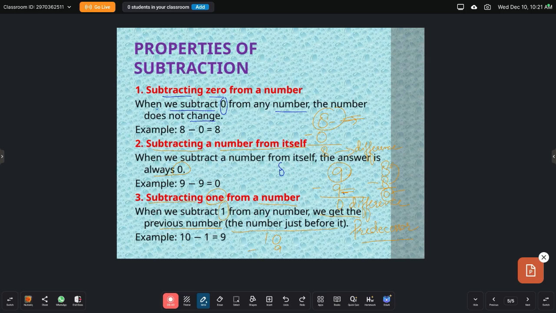Sorry, 10 minus 1. If we subtract 1 from 10, what will be the answer? 9. So, what is 9? 9 is the predecessor of 10. It is the number just before 10. Now, the third property is subtracting 1 from a number. When we subtract 1 from any number, we get the predecessor of the given number. What is a predecessor? The number just before it.